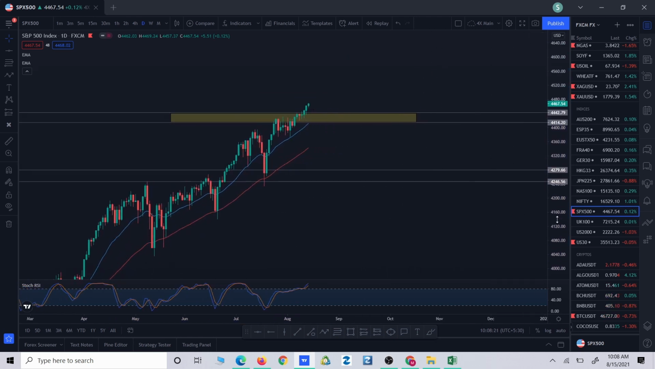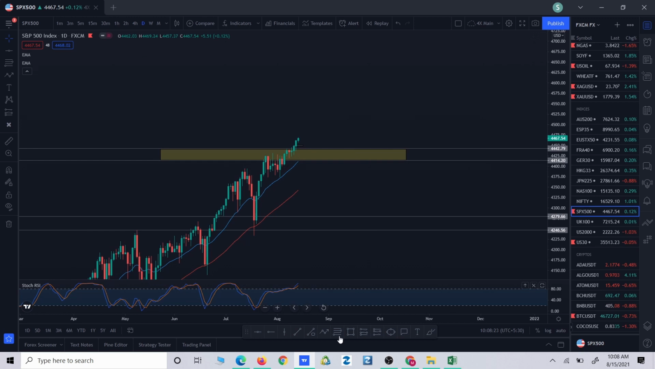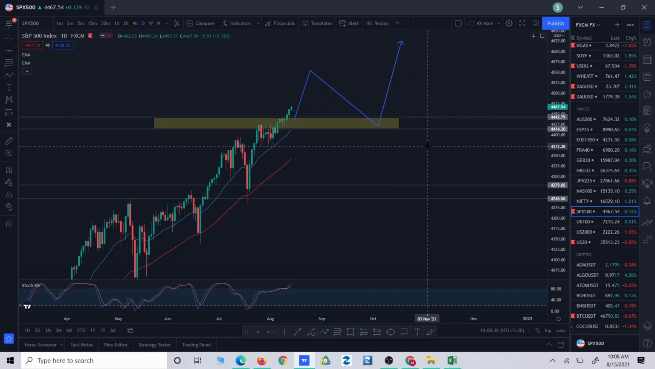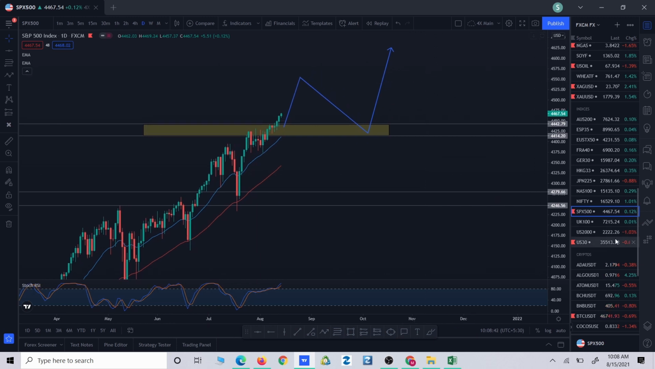And if we talk about the potential trading setups here, I would say that we would like to see more push to the upside. Then we can wait for a pullback into the broken zone to go long. This is going to be the possible trading setup that I do see on S&P 500.